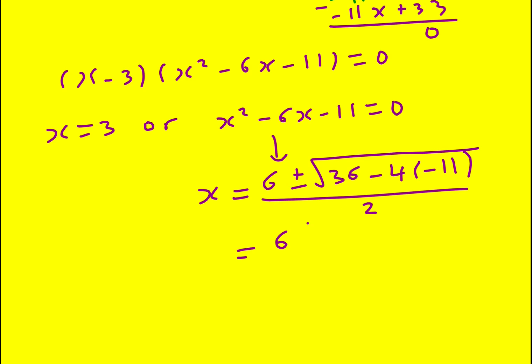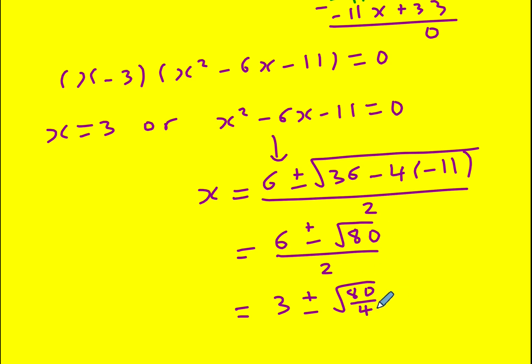You can get your calculator to just do it all for you, but I'm just going to do it like this. 36 plus 44 is going to give me 80, so root 80 over 2. And they've asked me to leave it as simply as possible, so I'm going to get 6 over 2 is 3, plus or minus root 80 over 2, which is root 20. So 3 plus or minus root 20.